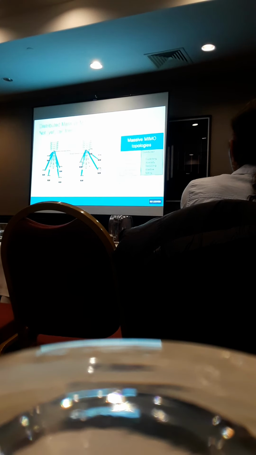However, in our testbed, we're actually capable of doing a distributed massive MIMO system, which means that you're able to move your antennas. You split up your system into different parts and try to serve users in that way. Why would you do this?